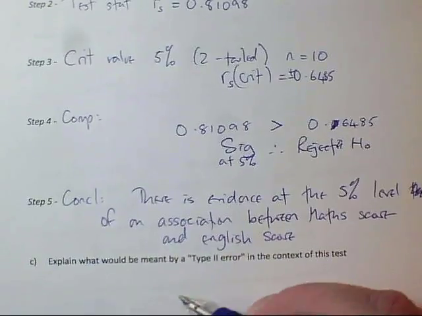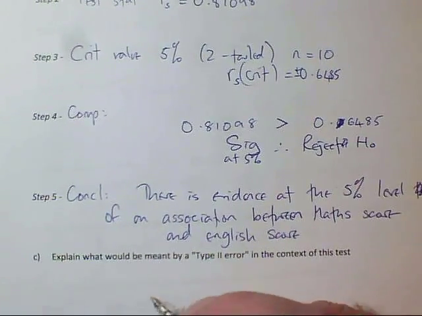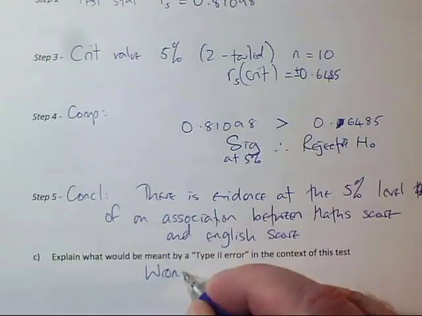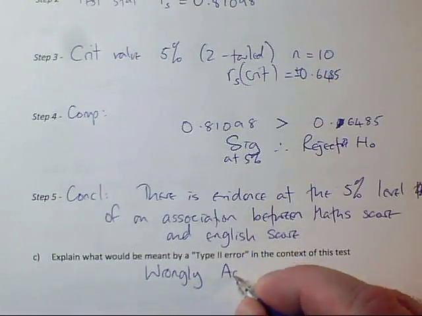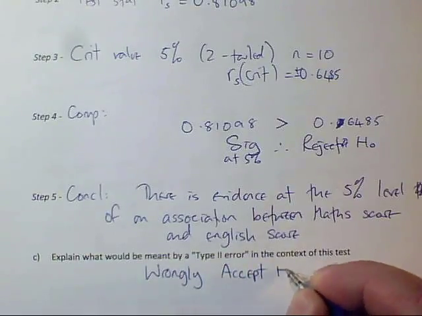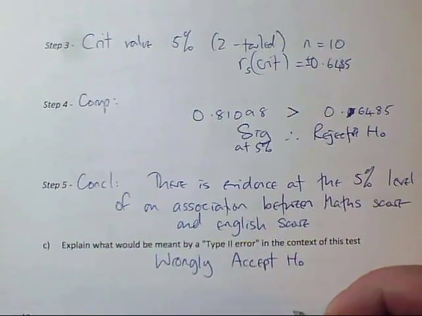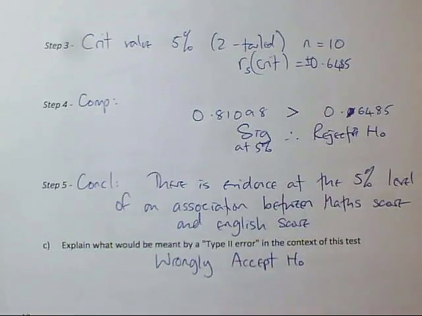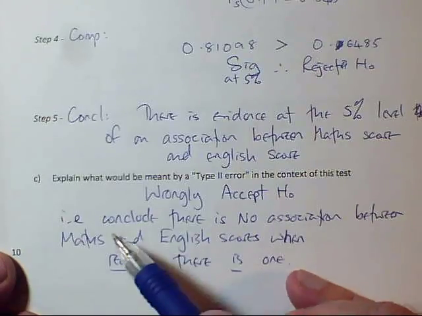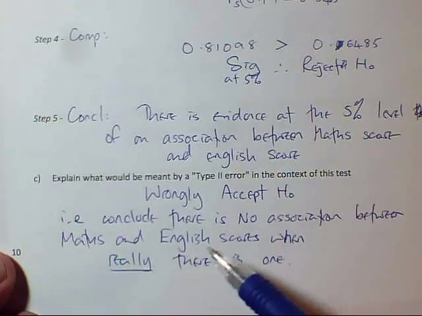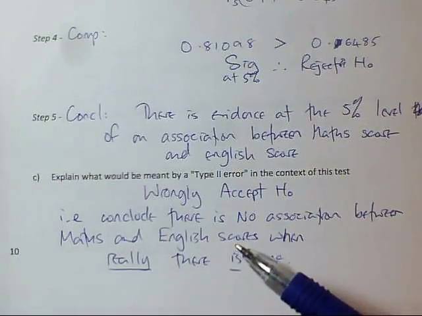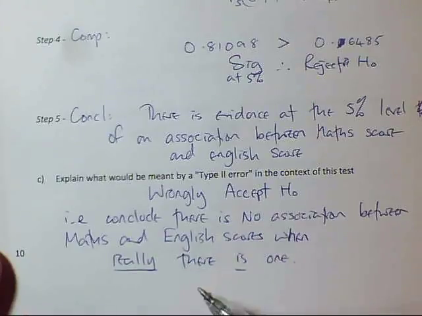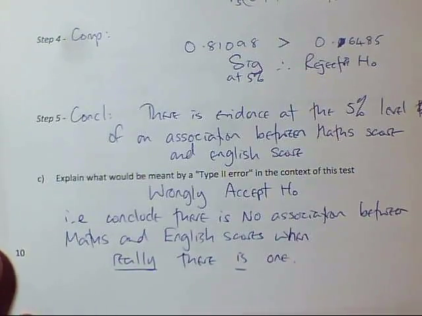And then I've got to explain what would be meant by a type 2 error. So an error means we are doing something wrongly. So what would be wrongly to be doing? Well, type 2 is when we wrongly accept H0, but that's not in context. So that's for me to know what the kind of thing I need to be saying. I need to be saying what I would conclude and what the real state of affairs is. So accepting H0 would be to conclude there isn't an association between maths and English scores, and for it to be wrong, really there must be one. So my type 2 error would be concluding there was no association between these things when really there is an association.